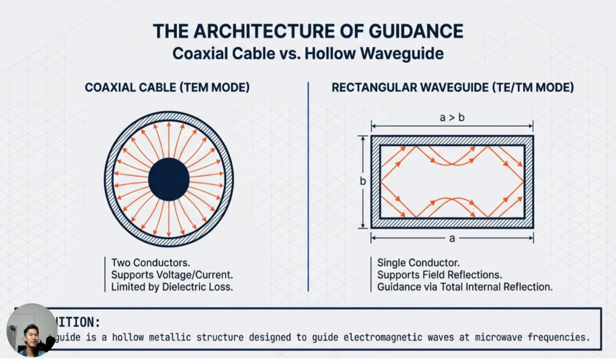A waveguide is a hollow metallic structure that is designed to guide electromagnetic waves, typically at microwave frequencies. Unlike a coaxial cable, which supports TEM waves using two conductors, a rectangular waveguide uses a single conducting enclosure. The electromagnetic energy is guided by reflections from the metallic walls rather than by current flowing along a center conductor.